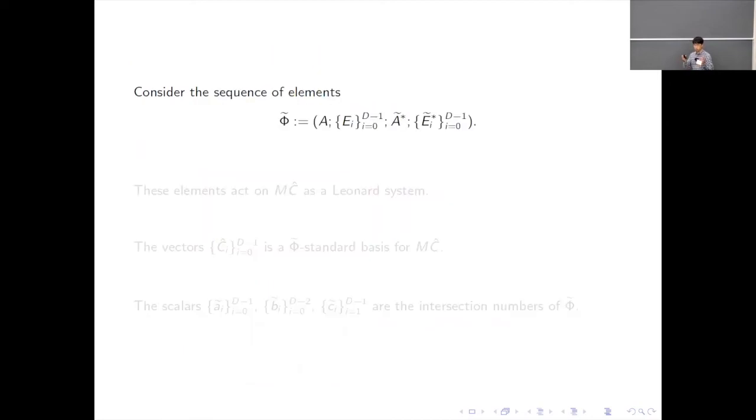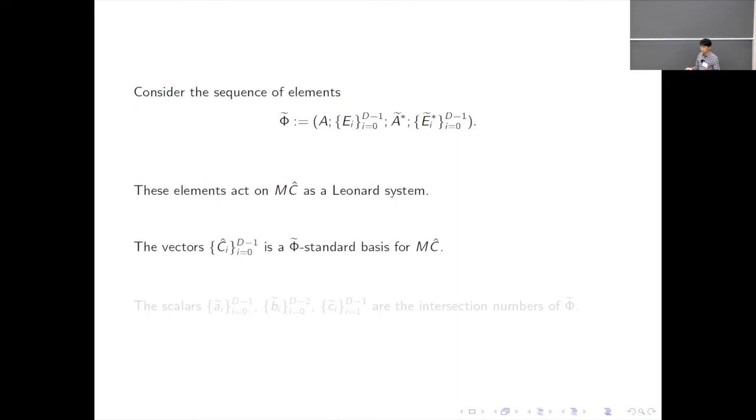Now we have the primary T module. Now let's think about the sequence of elements. These are just analogs of the level of the system on the primary T module with respect to X. Then these elements act on MC hat as a level of the system.